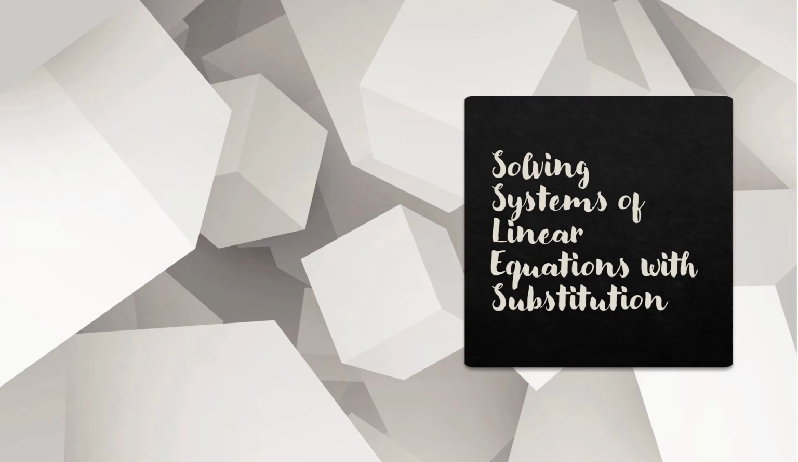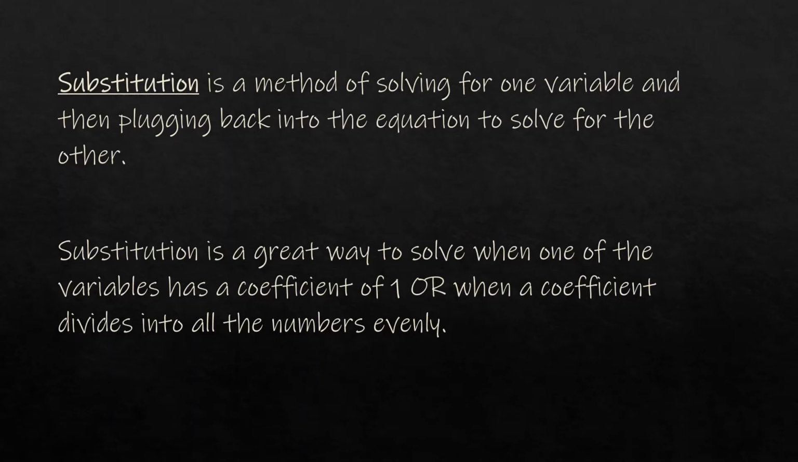This video is to show you how to solve systems of linear equations using the method of substitution. Substitution is another method for solving a system of linear equations by solving for one variable and then substituting it back into the equation to solve for the other variable. Substitution is going to be a great way to solve if one of the variables has a coefficient of 1, or when one of the coefficients divides easily into all the numbers.